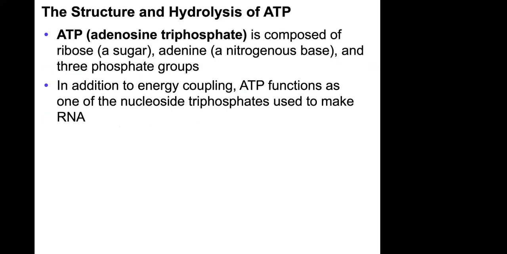So what is ATP? ATP is essentially the energy source that we find inside of cells. It is adenosine triphosphate, and it is composed of a ribose molecule, which is a sugar. It's a pentose sugar, 5 carbons. An adenine, which is a nitrogen base. We'll see this guy again when we get to talking about DNA. It's one of the nitrogen bases of DNA. And 3 phosphate groups. In addition to energy coupling, ATP functions as one of the nucleoside triphosphates used to make RNA.